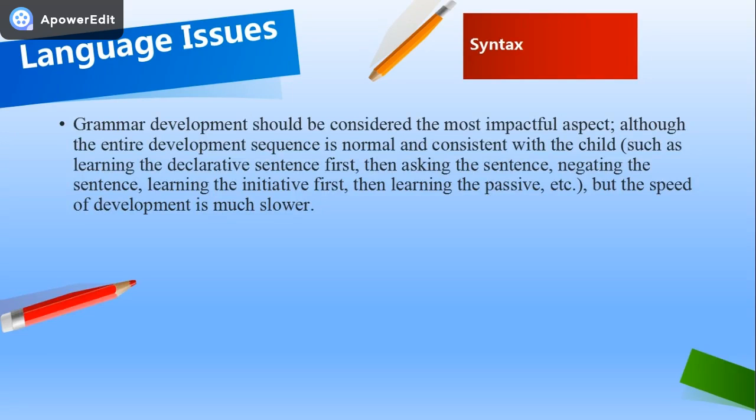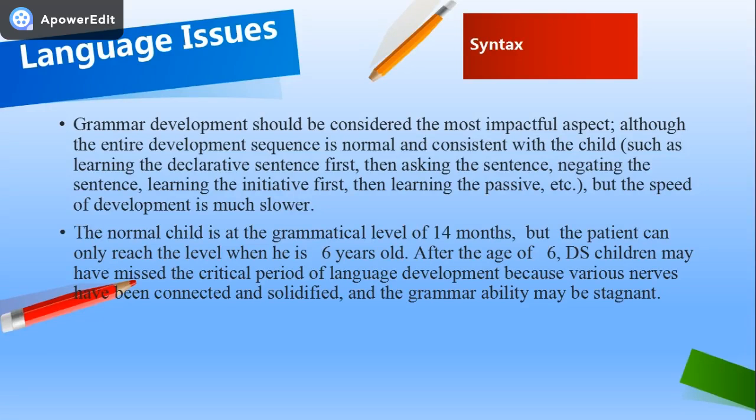Although the entire development sequence is normal with a child, it is consistent, such as learning the declarative sentence first, then asking the sentence, negating the sentence, learning the active first, then learning the passive. But the speed of development is much slower. The normal child is at a grammatical level of 30 months, but the Down syndrome child is only possible for the 12-year-old. After the age of 12, you may have missed the critical period of language development. The various nerves have been connected and solidified, and the grammar ability may be stagnant.